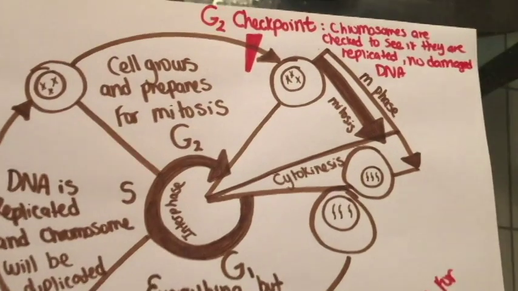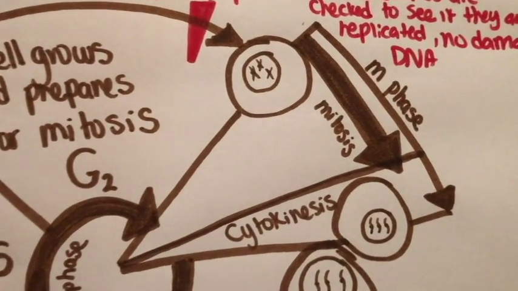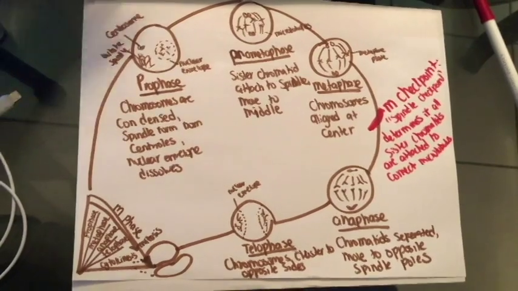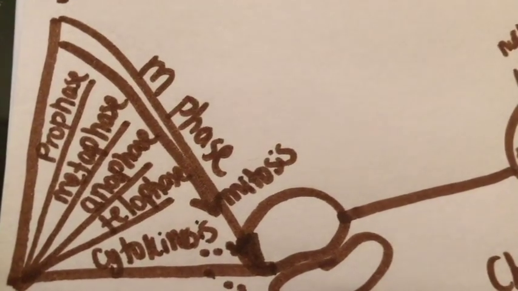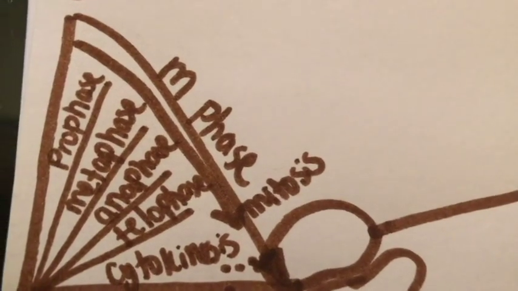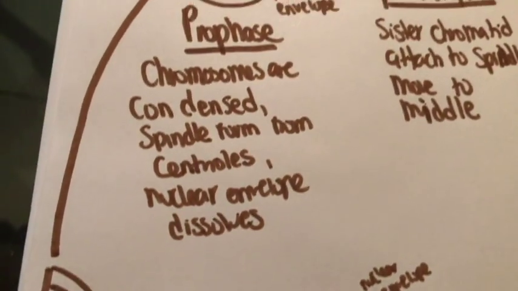Let's talk about the M phase. The M phase consists of 2 stages, mitosis and cytokinesis. Let's talk about mitosis. Mitosis is a process in which the cell will divide itself into 2 daughter cells. The first phase of mitosis is known as prophase.